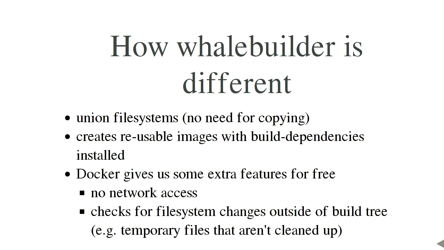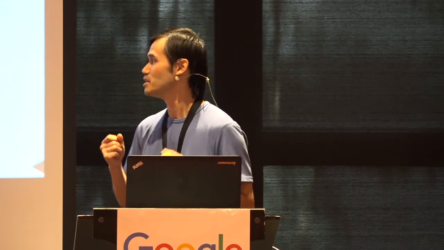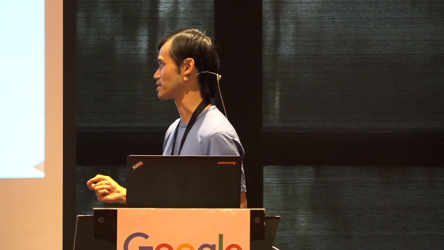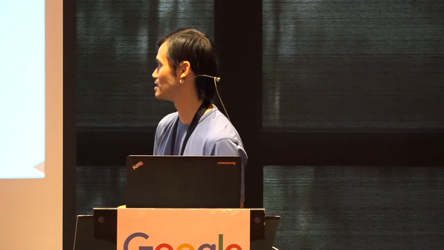Docker also gives us some extra features for free. It can create a build environment that doesn't have any network access. There's a lot of software out there these days that will, when you try to build it, try to fetch stuff from the internet, which we're not allowed to do in Debian because we need to have all the build dependencies within Debian itself. So by making sure that the build environment doesn't have network access, we can be sure that we're not fetching stuff from the internet when we're building the package.